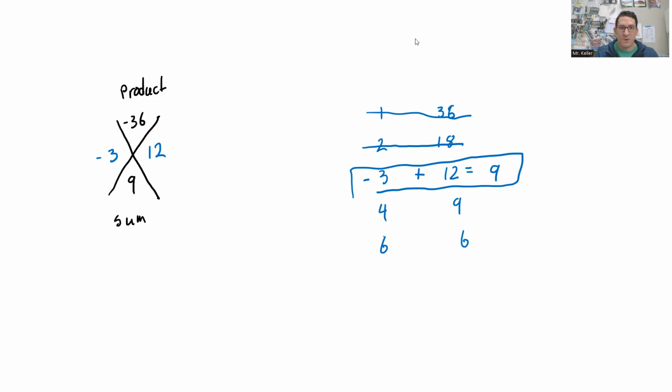And that will do it for us. Next time, we're going to talk about how to use this to factor trinomials.